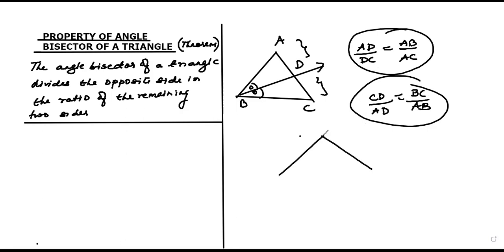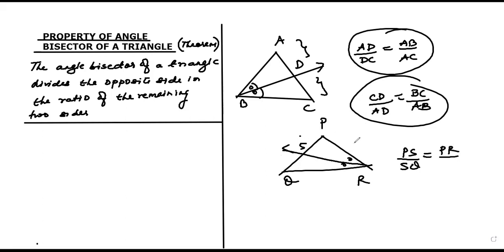Like any triangle, children. Suppose this is a triangle PQR, and you see RS is the angle bisector. So what will be the property, children? PS upon SQ. The angle bisector divides the opposite side in the ratio of the remaining sides. So PS upon SQ, PS in the numerator, so PR in the numerator: PR upon QR. The angle bisector divides the opposite side in the ratio of the remaining two sides.